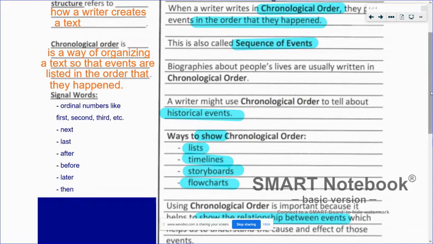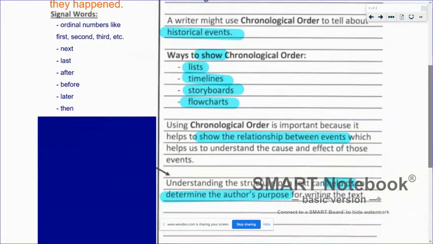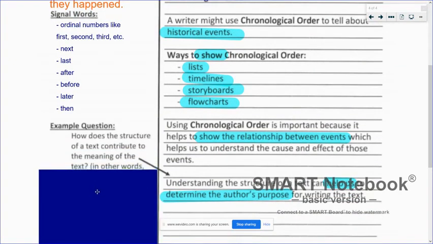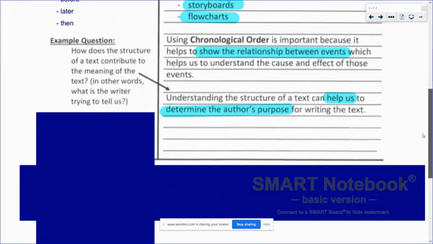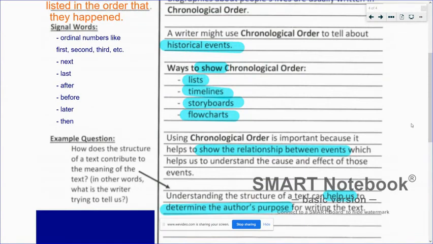And I believe the last section on the left side you already have, and it was the example question. How does the structure of a text contribute to the meaning of the text? In other words, what is the writer trying to tell us? And it's important to understand how something is built or structured in writing because it will help us determine the author's purpose, why it was written, and what we are supposed to get out of this.